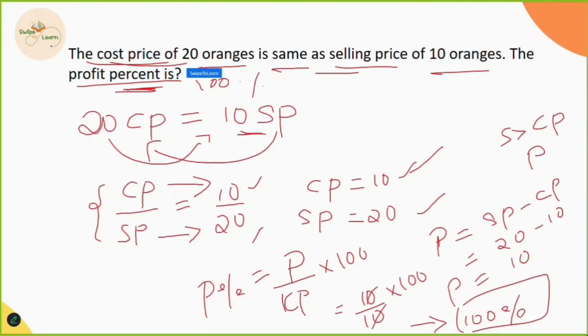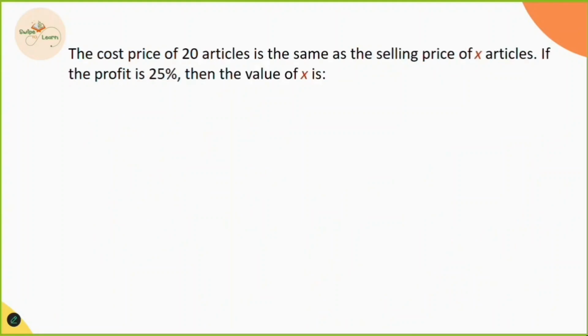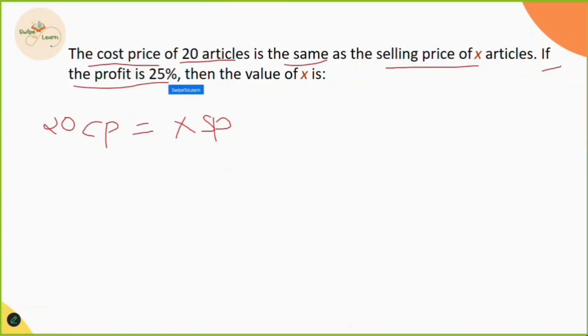So when the cost price of some oranges is given same as the selling price of some other oranges, what we do is we write it in the form of CP divided by SP. So this gives the CP and this gives the SP. When CP and SP are known, it is easy to calculate the profit as well as the profit percent. Moving next. The cost price of 20 articles is same as the selling price of X articles. Okay, same as the previous question. The 20 articles' cost price is same as X articles' selling price. If profit is 25%, okay, but in this question the profit percent is given, which is 25%.